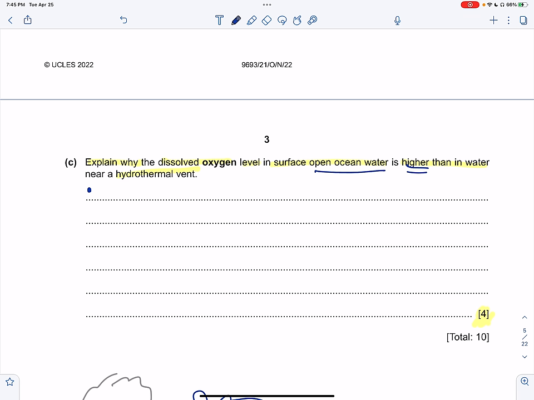All right. And we want to answer in terms of it being low. So you're not going to say hydrothermal vents have really high water pressures that could increase the gas solubility. We're not going to answer in that way because that's not what they want. And so another way to make it low at the hydrothermal vent is by mentioning respiration, that you have organisms doing cellular respiration because they're alive and they need to do cellular respiration like everything else. We have organisms that are going to be at the hydrothermal vent using up the oxygen in respiration.